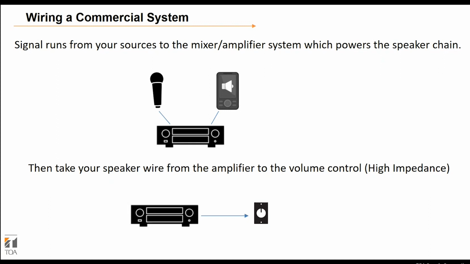And then, in the case of a high impedance system, we can take the speaker wire from the amplifier output right to the volume control for a zone. Now, as I mentioned, in a low impedance system, that's not really a thing that we would do. We don't really have the inline volume controls in the low impedance system.